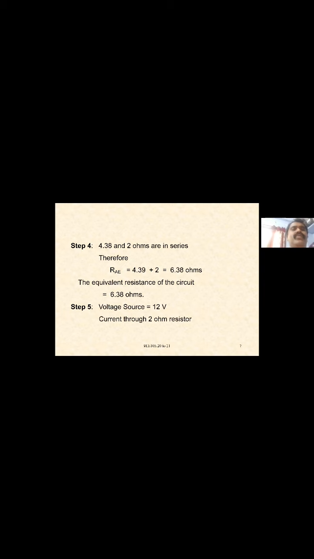The voltage source is equal to 12 volts. The current through the 2 ohm resistance is given by I is equal to V by R. V is 12 volts and R is 6.38 ohms, so the current is 1.88 amperes.